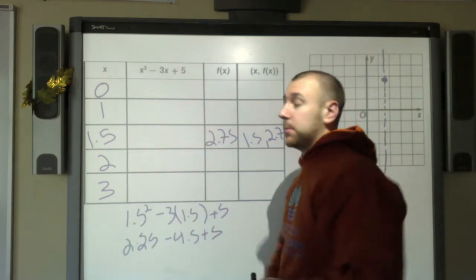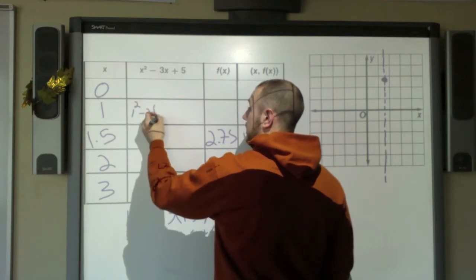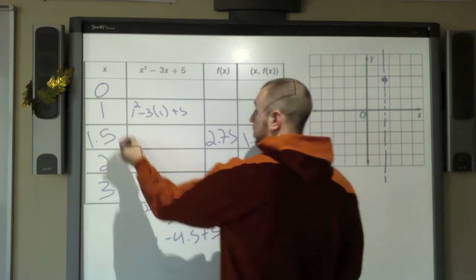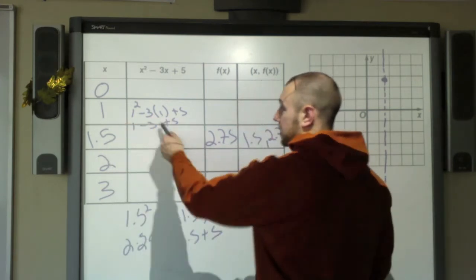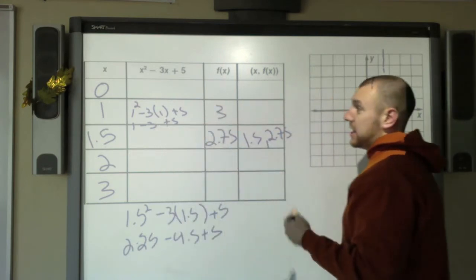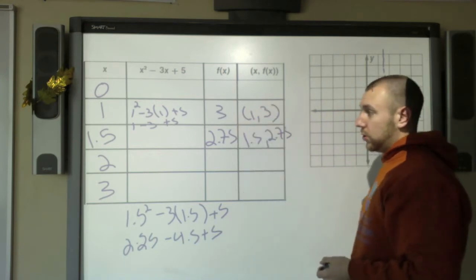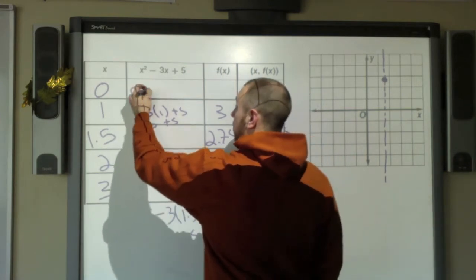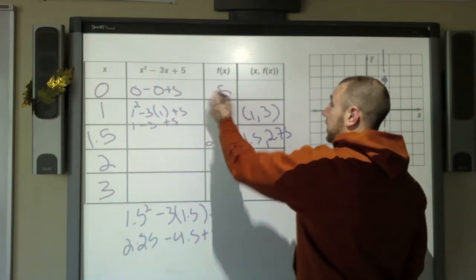So 1 squared minus 3 times 1 plus 5. Well, 1 squared is 1 minus 3 plus 5. 1 minus 3 is -2 plus 5 is 3. So then there's the point 1, 3. Okay? Now I plug in 0. 0 is always the easiest one. 0 minus 0 plus 5. Okay? That's 5. 0, 5.